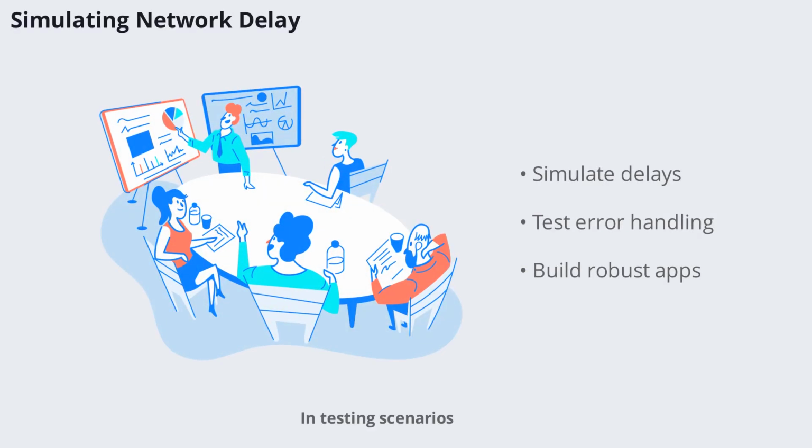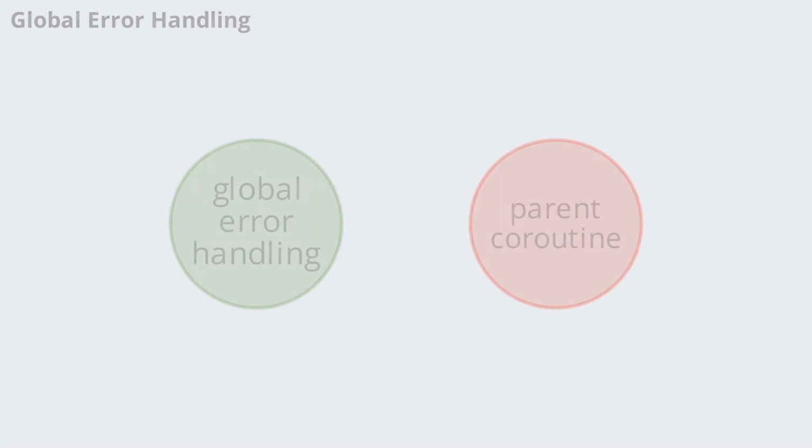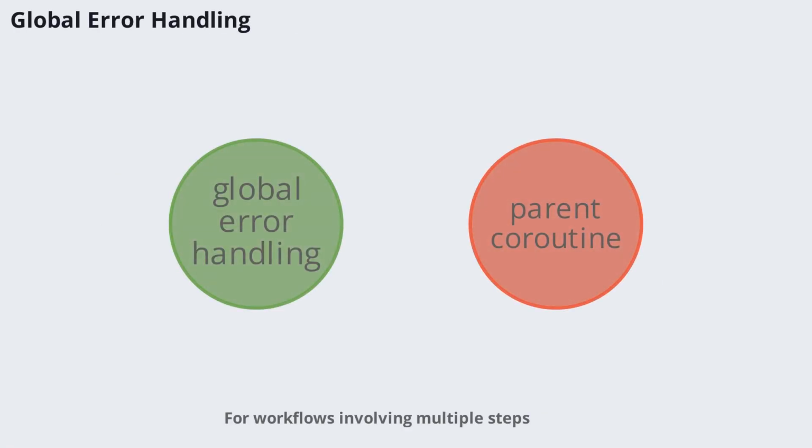In testing scenarios, you might simulate network delays using delay inside withContext. This helps you ensure your app handles slow network conditions gracefully, and you can test your exception handling by throwing simulated errors. It's a practical way to build robust applications. For workflows involving multiple steps, you can use a parent coroutine to handle errors globally. If any step inside withContext fails, the exception is caught at the parent level, allowing you to show a global error message or perform cleanup. This pattern keeps your code organized and resilient.